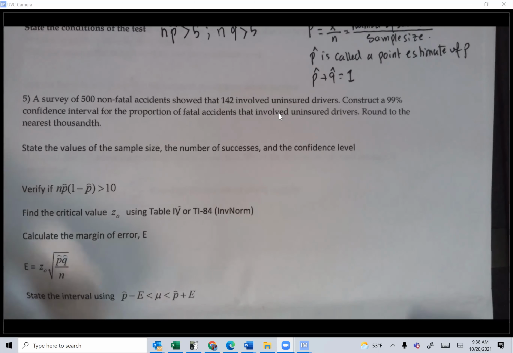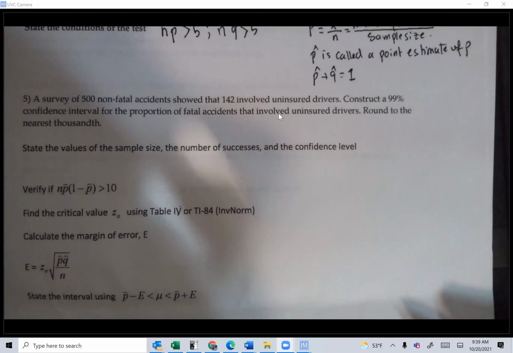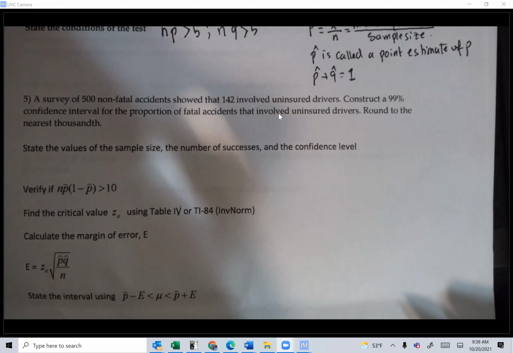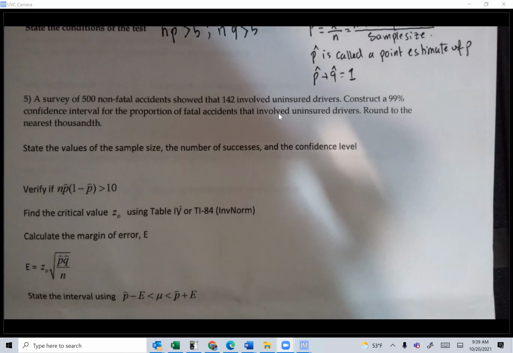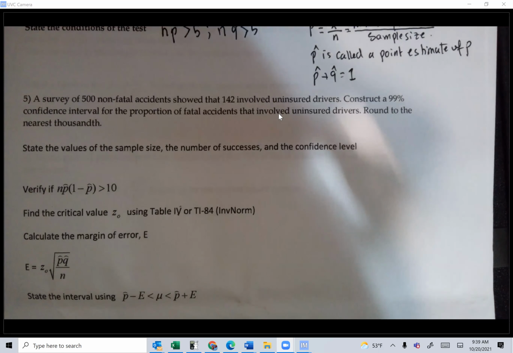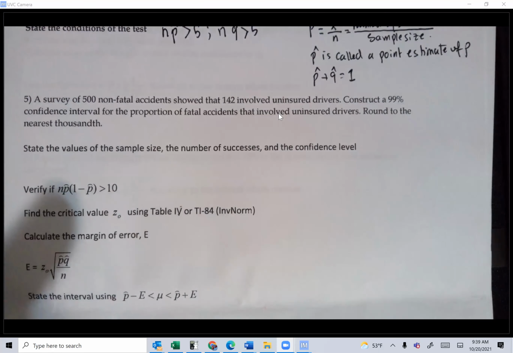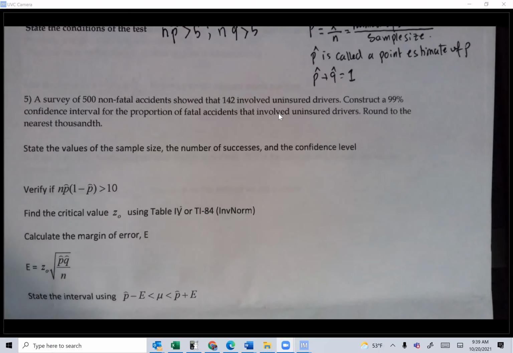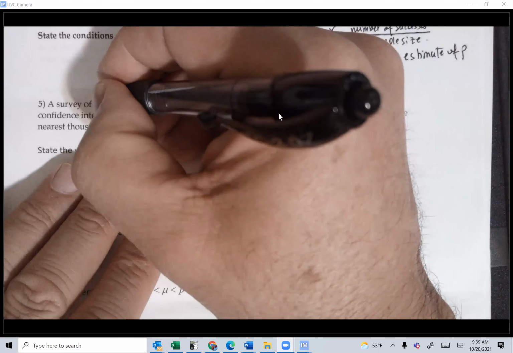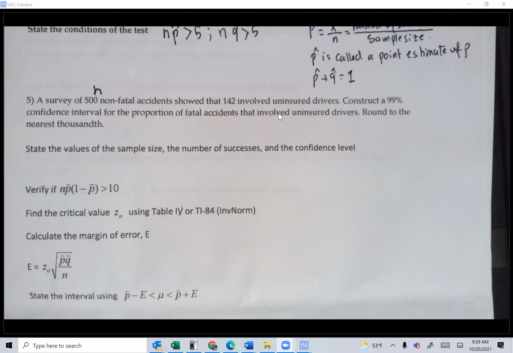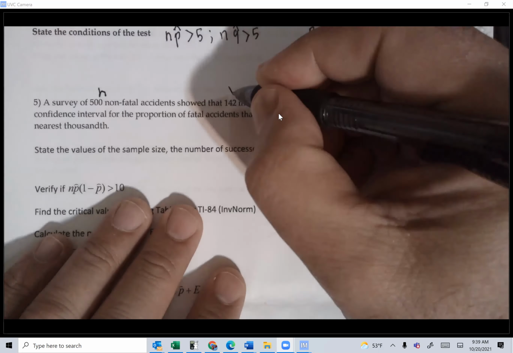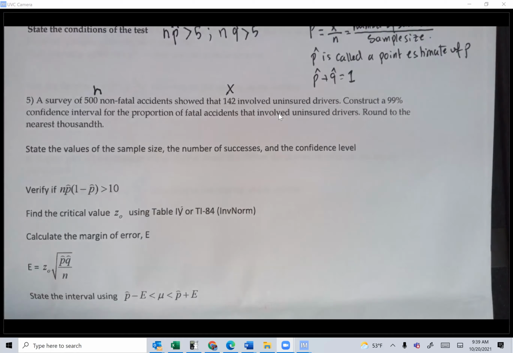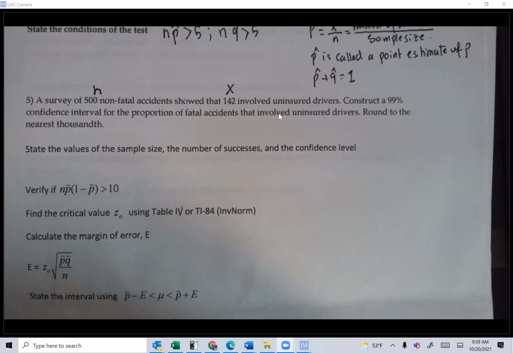Now, how would you know if the question is about finding a confidence interval for the mean or for the proportion? It will say it clearly, guys. The first 2 sections are about the mean, this one is about the proportion. And watch. A survey of 500 non-fatal accidents, that's N. The big number is always N, guys. Showed that 142 involved uninsured drivers, that's X.